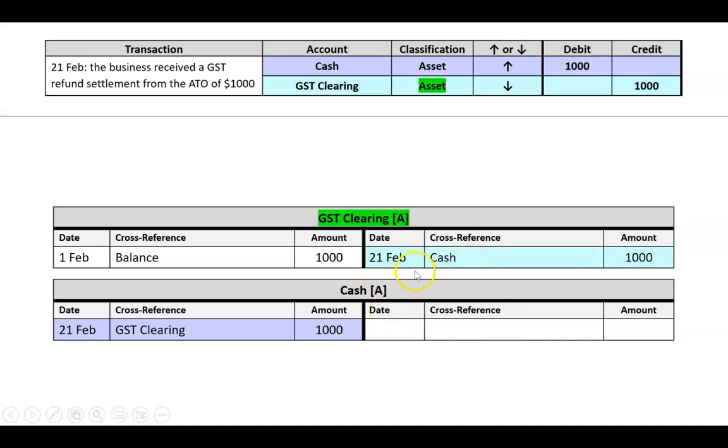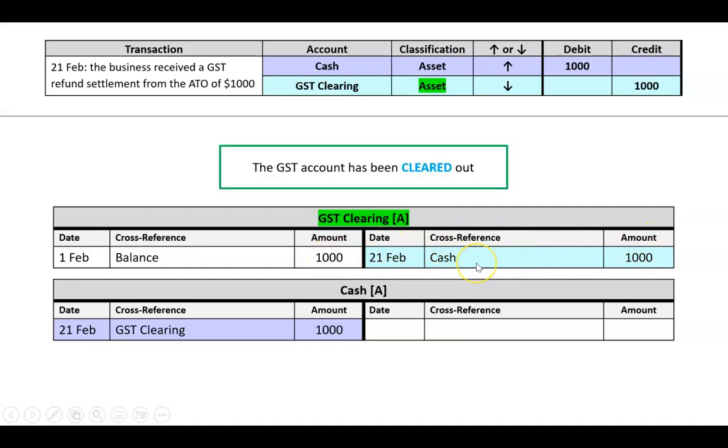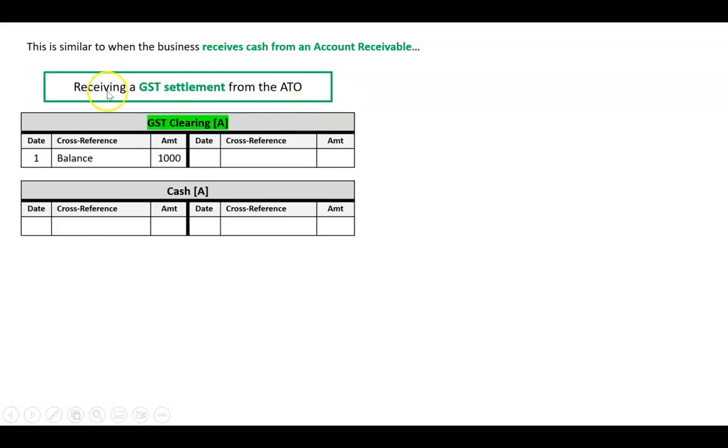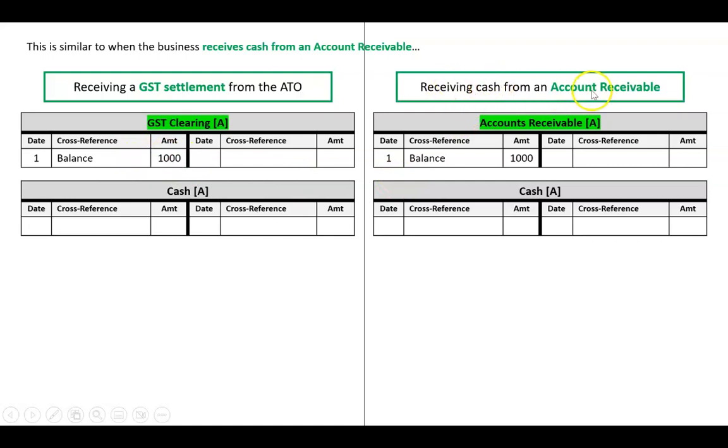And the main thing to realize here is that now this asset, which was 1,000 on the 1st of February, has now been cleared out and reset to zero, because that would actually balance to zero. So what we say is the GST account has been cleared out, and that is why we call it GST clearing. So this is similar to when the business receives cash from an account receivable. So here's what we just did. We received a GST settlement from the ATO. So what we had is we had a GST clearing account, which was an asset, and it had a debit balance here.